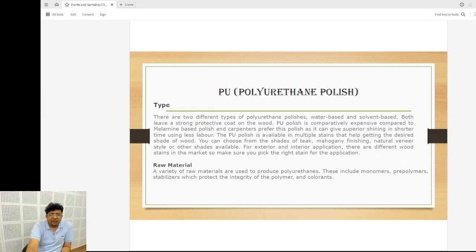Then the last and the best quality of polish is PU polish. There are two different types of polyurethane polishes. One is water based and the other is solvent based.